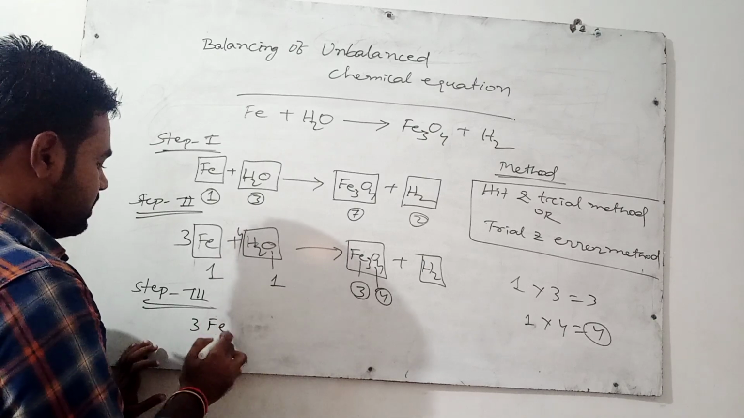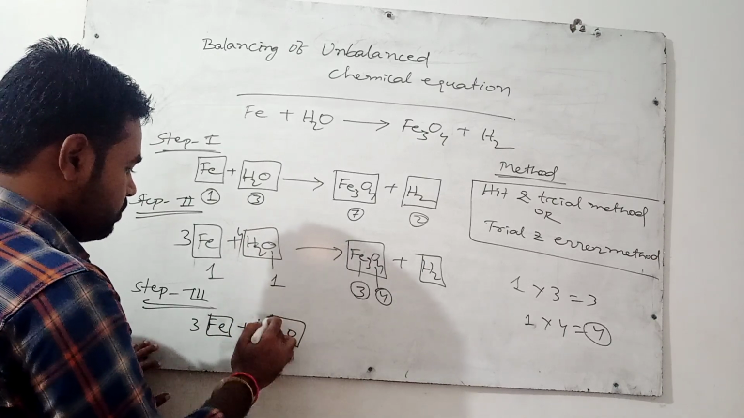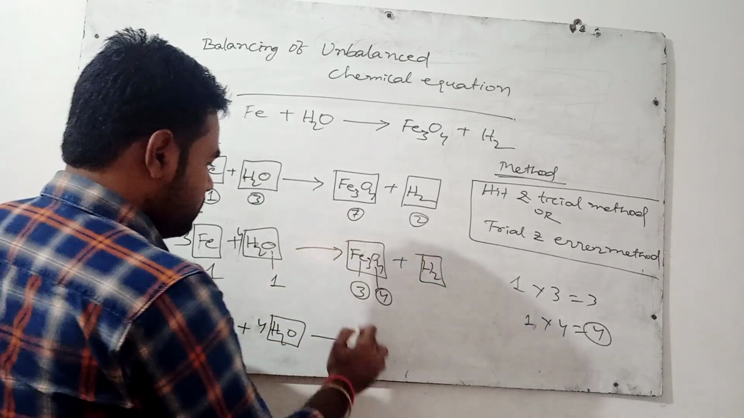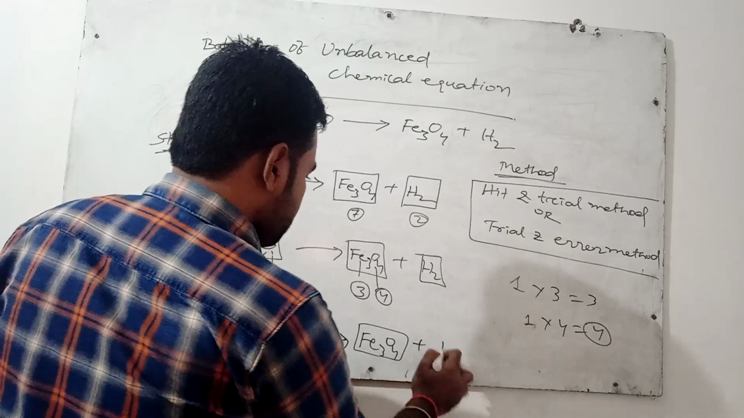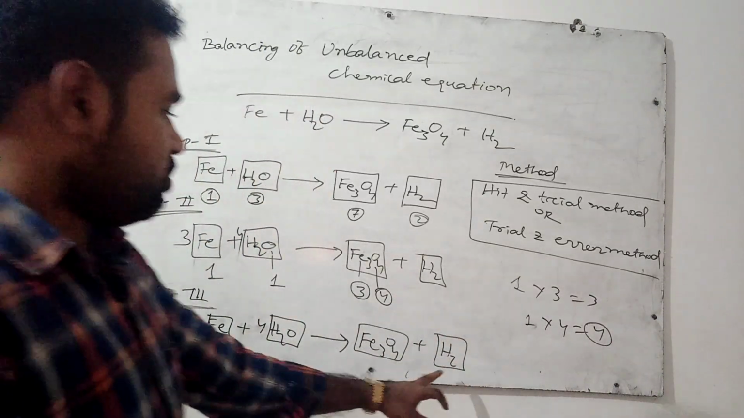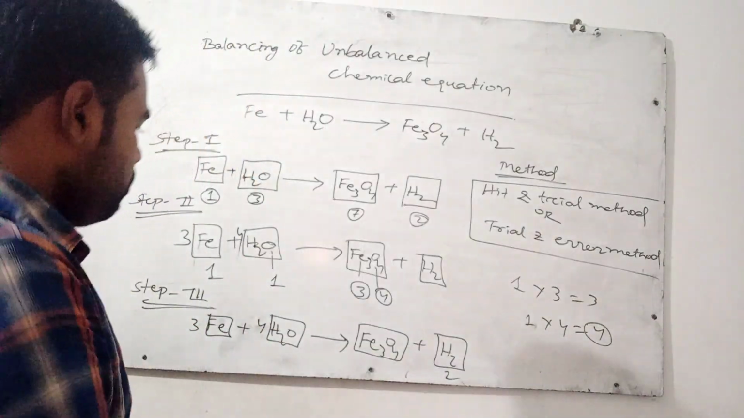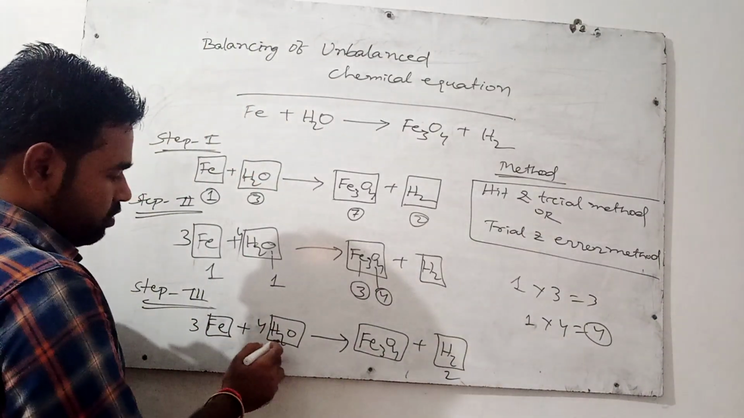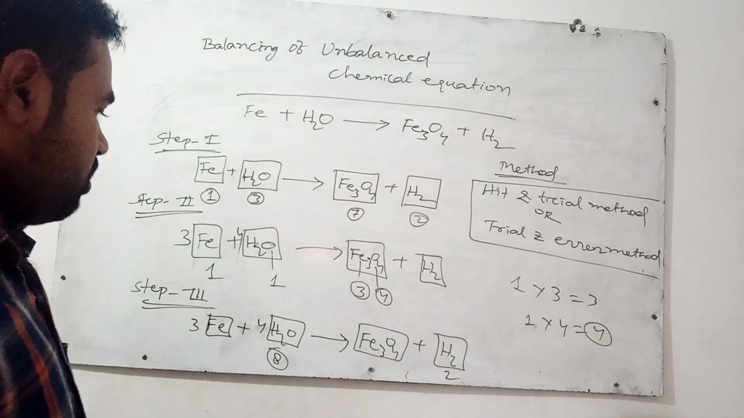Write first the equation: 3Fe plus 4H2O gives Fe3O4 plus H2. Now look here, how many H atoms are there on this side? This side 2 H atoms. How many on this side? 4 into 2, not 6, it is 8. Remember, multiplication, not adding.